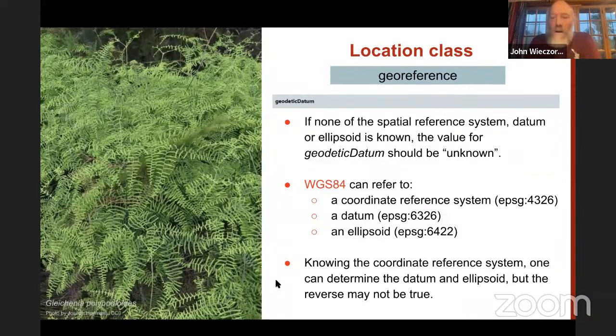So if you know the coordinate reference system, that's the best thing, because if you do, you also know what the datum is. And if you know what the datum is, you also know what the ellipsoid is. And the ellipsoid is the thing that helps us to determine how far things are apart on the top of that model. The reverse may not be true. You can know the ellipsoid, but if you don't know its orientation and origin, you actually can't determine where the coordinates are. You can determine how far things are apart in a system with those coordinates, but you can't determine where they are.